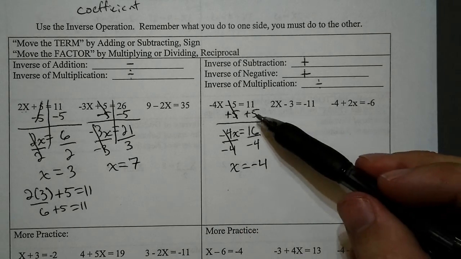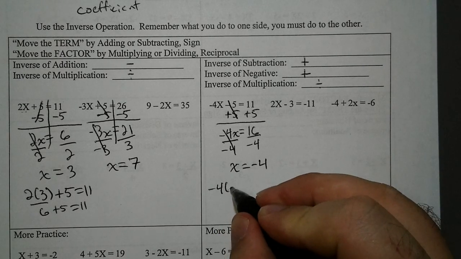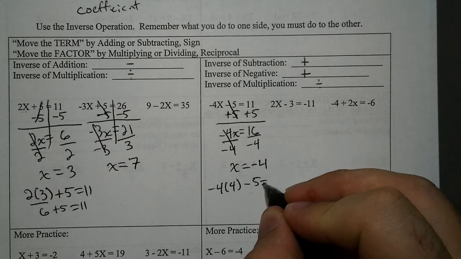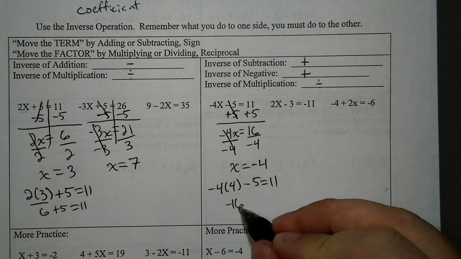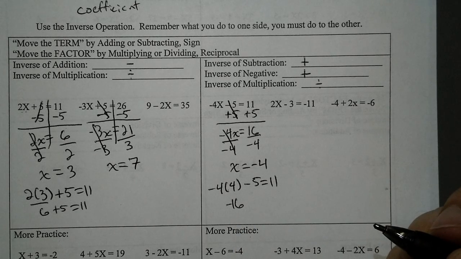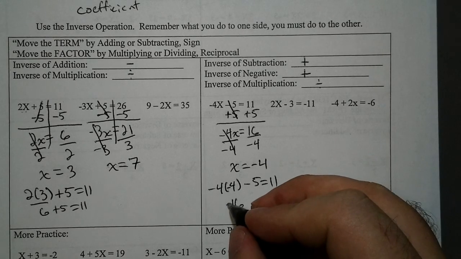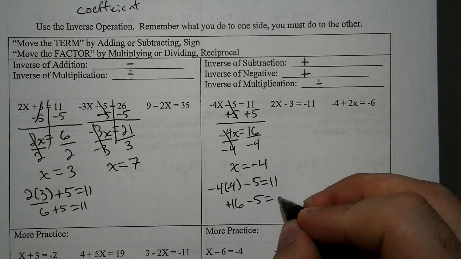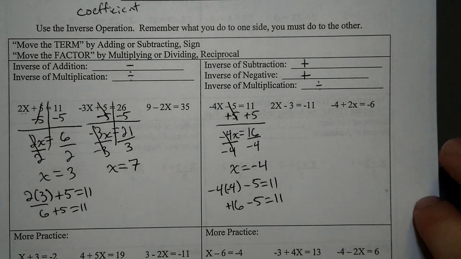Once again, when you get there, check it by plugging it back in. So negative 4 times negative 4 minus 5, and it should equal 11. Oh, sorry, times a negative 4. So that would be positive 16 minus 5, and 16 minus 5 is 11. Sorry about missing that negative. Be very careful as you're doing this.